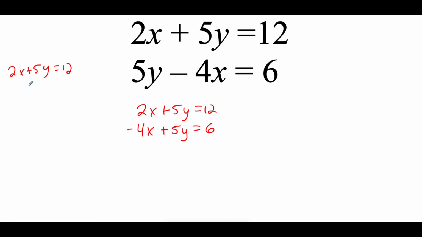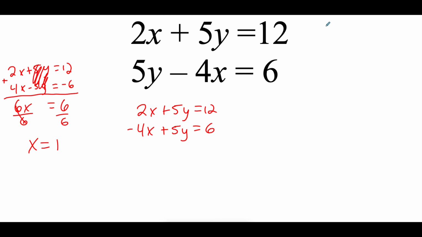So the negative 4x is going to turn into a positive 4x. The plus 5y is going to turn into a negative 5y. And the positive 6 is going to turn into a negative 6. So now when I add these equations together, because the y's have opposite numbers in front of them, those y's are going to cancel out. 2x plus 4x is 6x, and 12 plus negative 6 is 6. We want to get x alone, so I'm going to divide everything in here by 6. So that should leave me with an x value of 1.